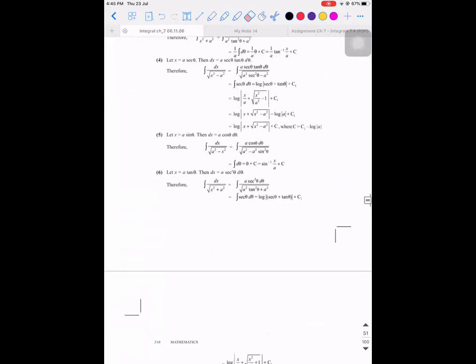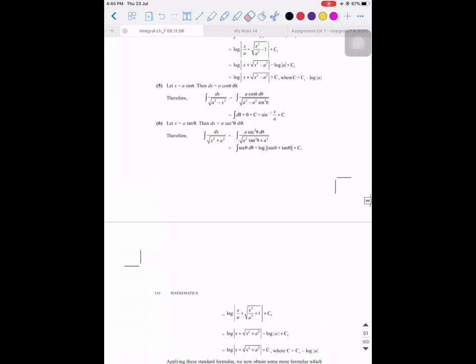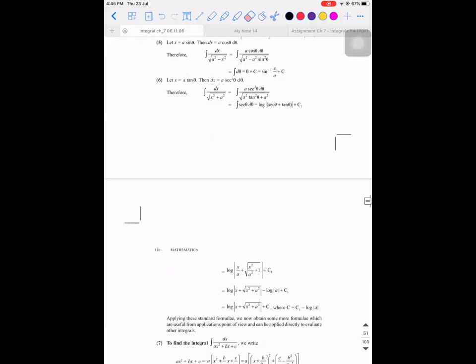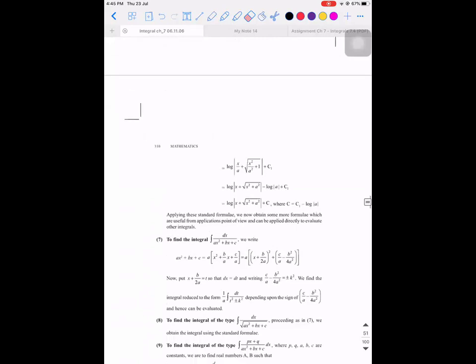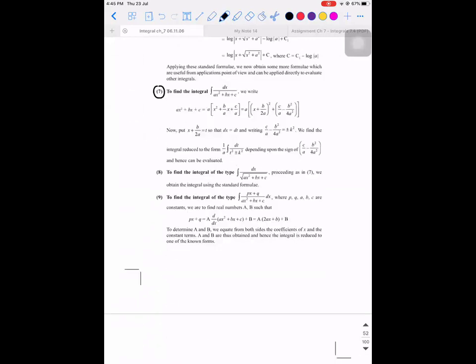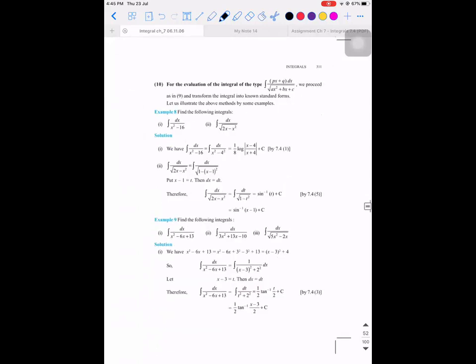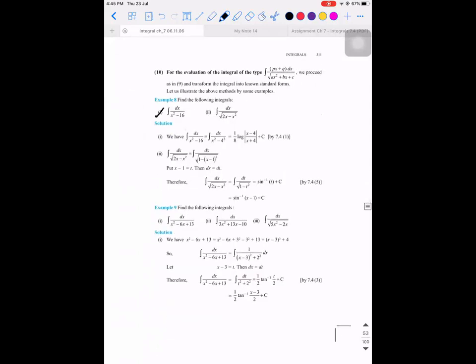Okay. Next is a method. The seventh one is not a formula. So integral of dx divided by ax square plus bx plus c. How to find its integral, I will teach you. Now observe. For example, how you are going to apply the formula, I will give you only some examples. I cannot teach you the complete process.